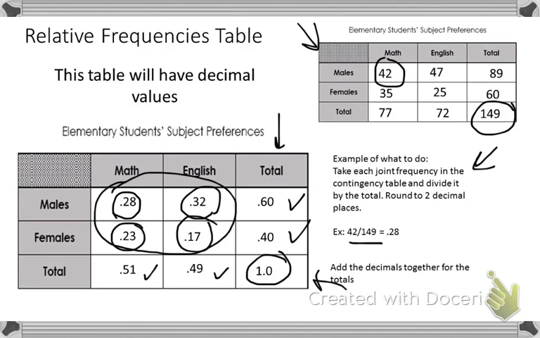Then you can take these relative frequencies and turn them into percentages. So 28% of the students that were surveyed are males that like math. 32% of the students that were surveyed are males that like English. 23% of the students surveyed are females that like math. That's what this table tells us.